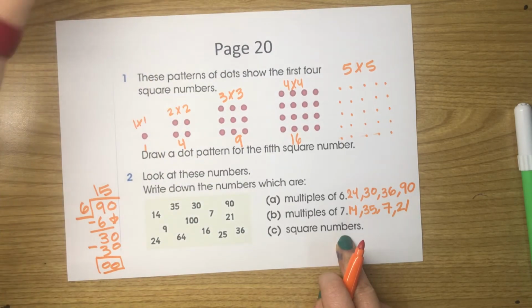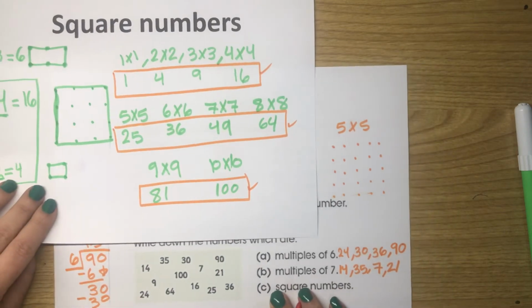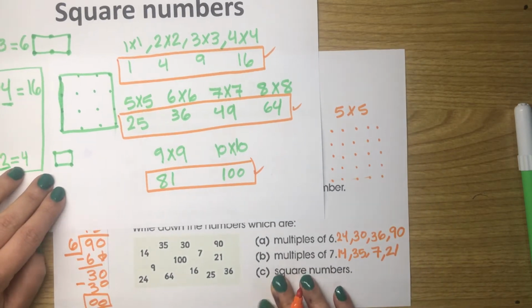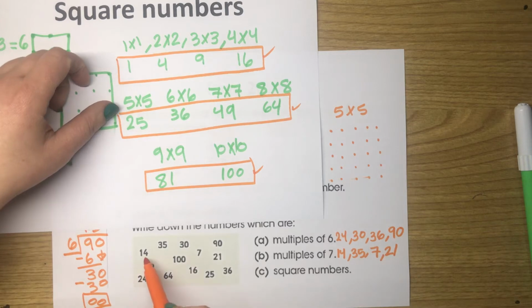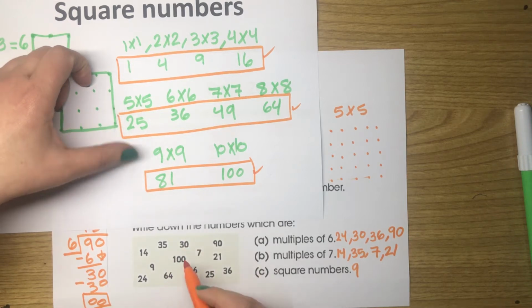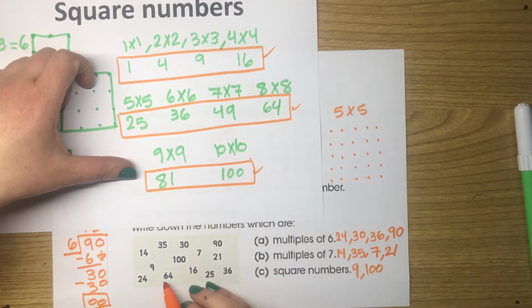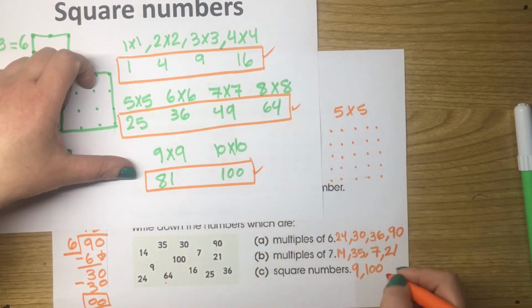Square numbers. I'm going to go back to my list. Okay. Square numbers. This is not a square. Not a square. 9 is a square number. 35 is not. 30 is not. 100, yes, because it's 10 times 10. 64, because it's 8 times 8.